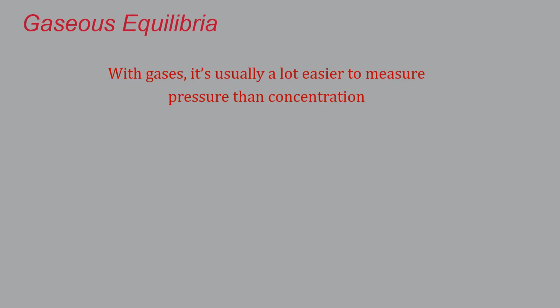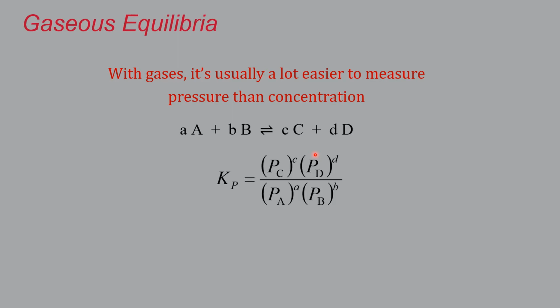Alright, so our next topic is gaseous equilibria. And a lot of these, you might have noticed, are examples that are gaseous systems. In some of those cases, it's actually a lot easier to measure pressure than the actual molar concentration of the stuff. Although they are related, they're both a measure of number density. So there is a thing called a pressure-based equilibrium constant.